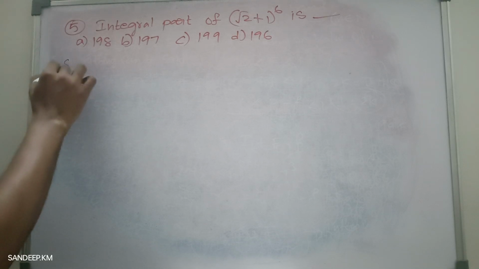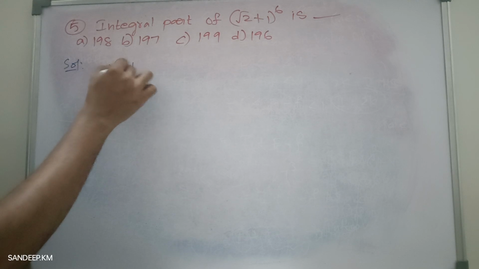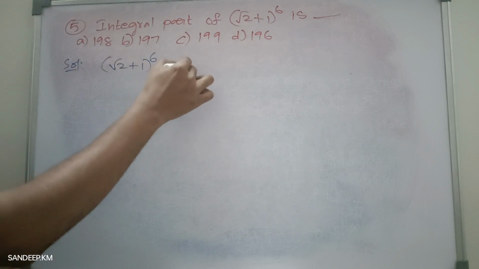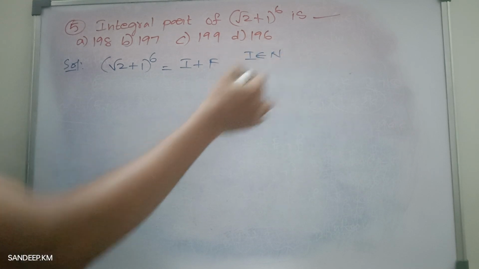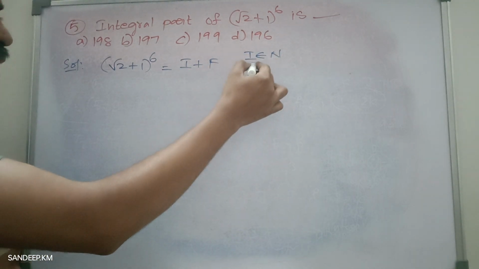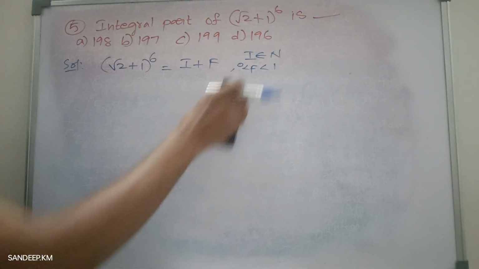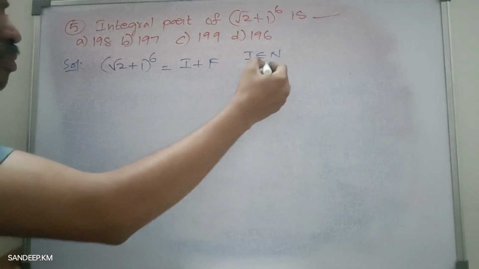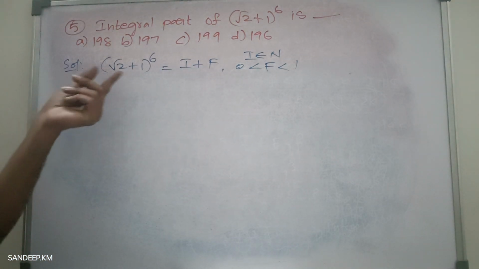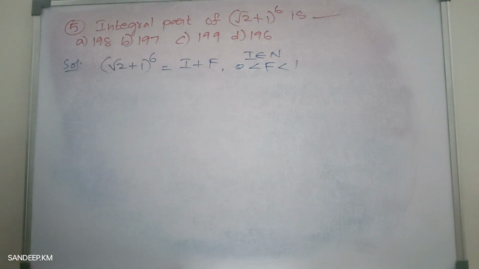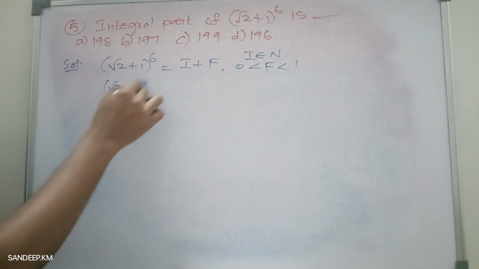So first, let (root 2 plus 1) whole power 6 be equal to capital I plus capital F, where I is a natural number or an integer and capital F is between 0 and 1. It is a fraction. So I can always write this number as integer plus fraction. Correct or not? Next, we can take (root 2 minus 1) whole power 6.